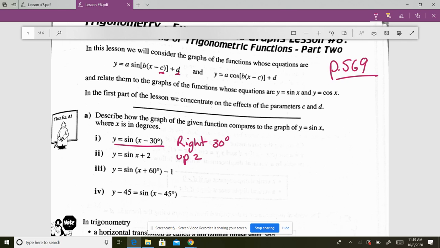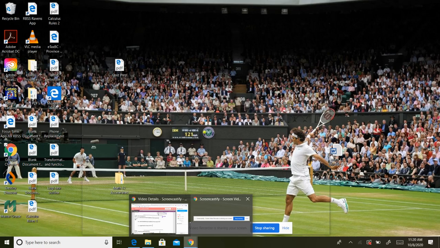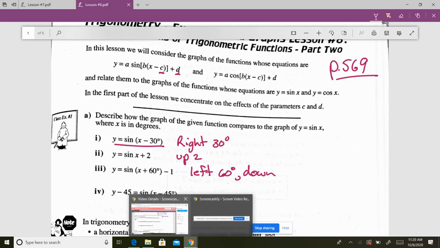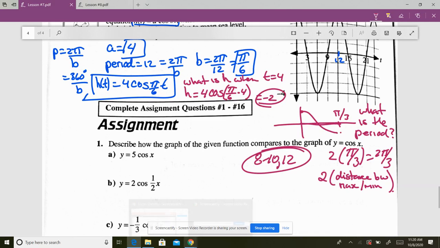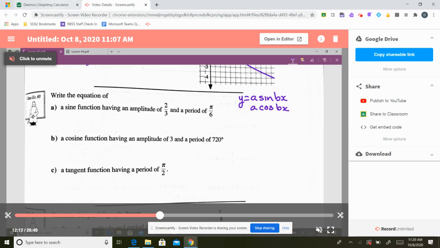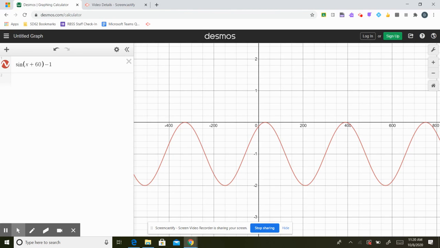What have we done? There we go, left 60, down 1. And that graph, just so you can see that we actually start changing graphs here. There we go. That is the graph.